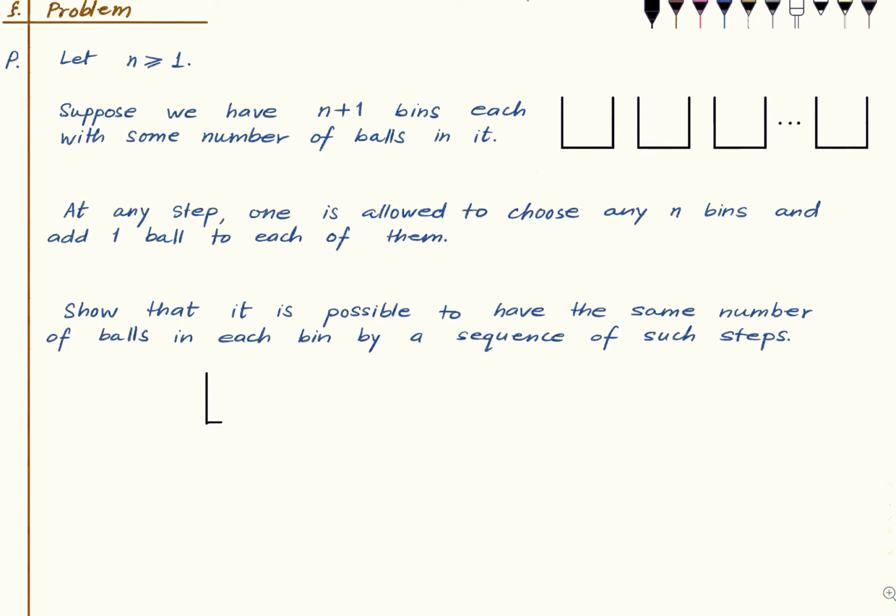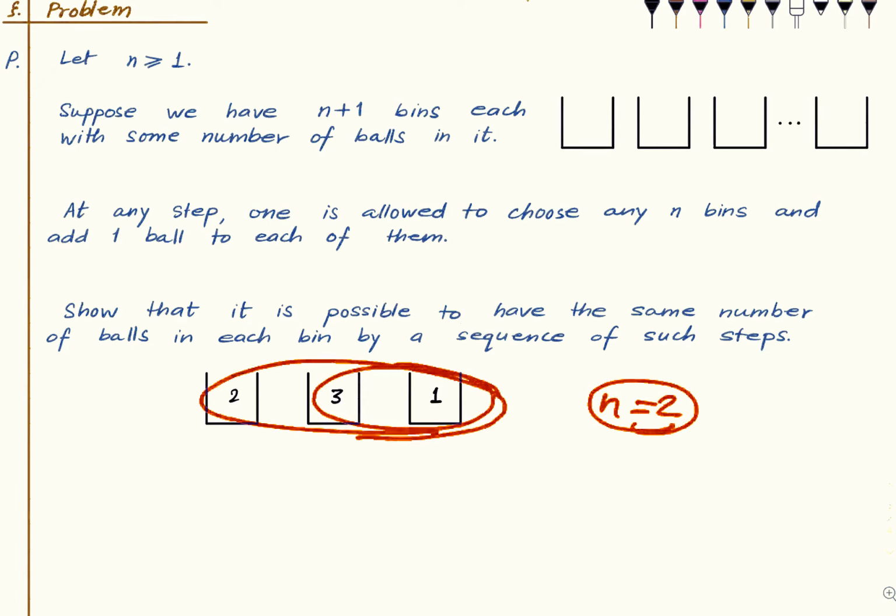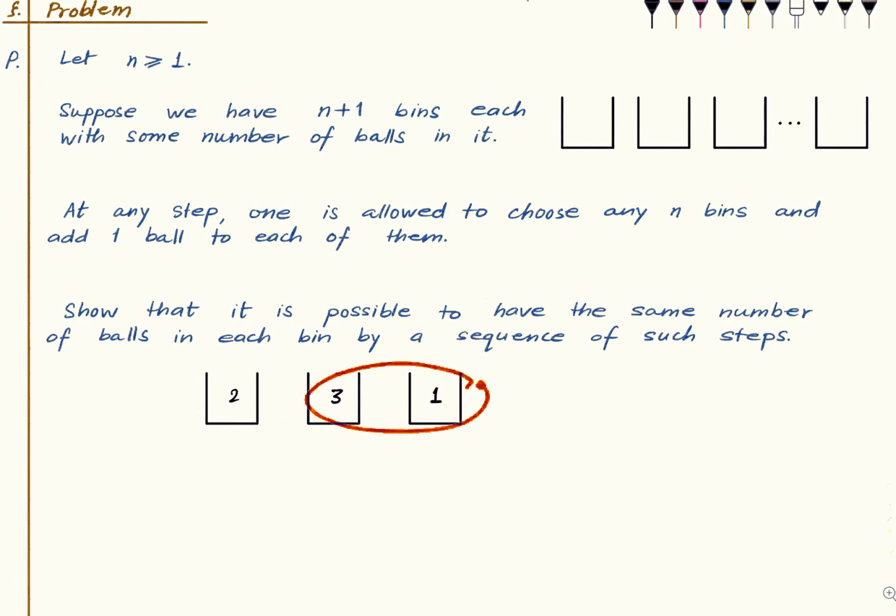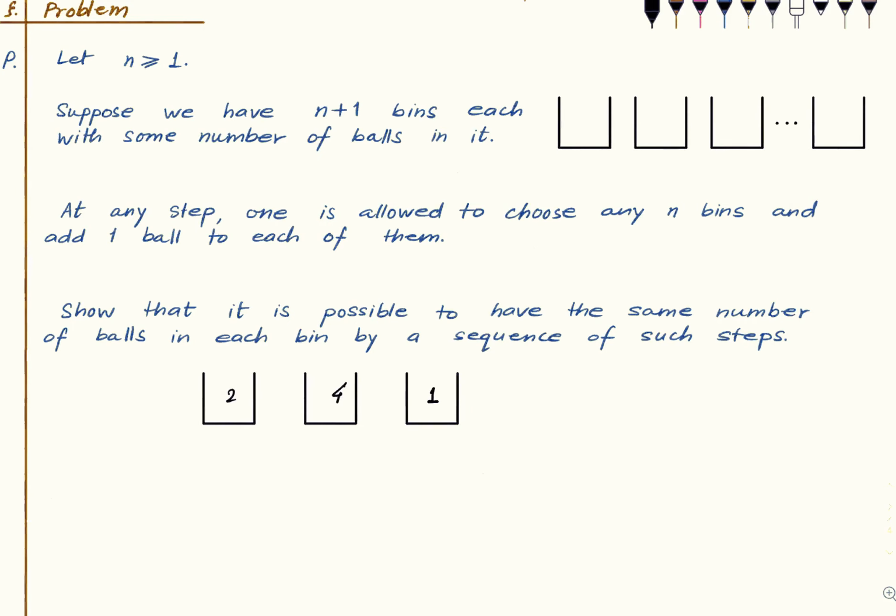Suppose I have these 3 bins, n equals 2. Let me draw them. Maybe the initial configuration is 2, 3, and maybe 1 here. We want to equalize the total number of balls. So how do we do it? First I will choose these 2 bins. Since n equals 2, we have n plus 1 equals 3 bins, so we may choose any 2 bins at a time. First I choose these 2 bins and add one ball to each of them. So here I get a 4, and there I get a 2.